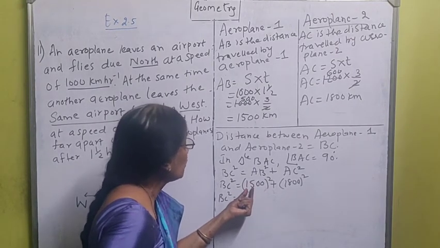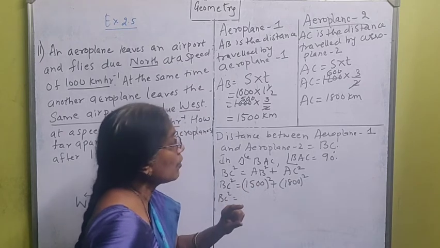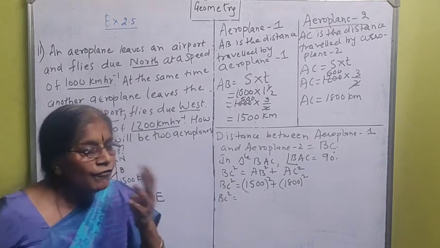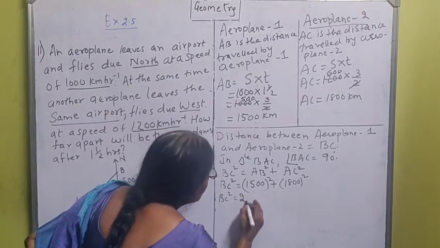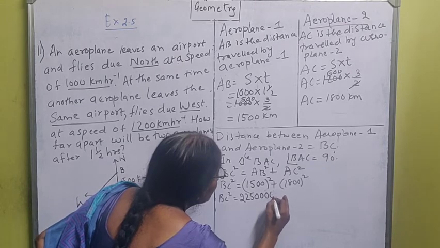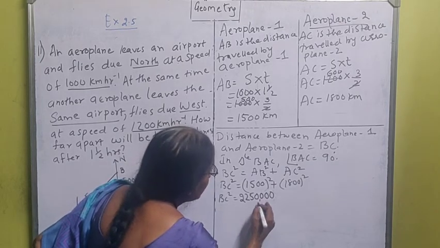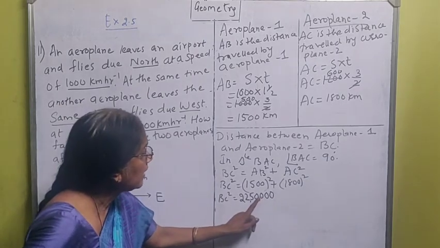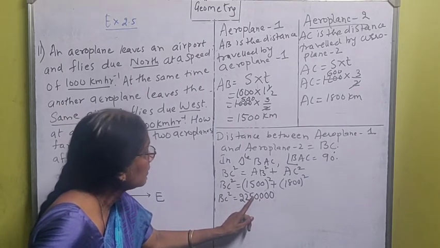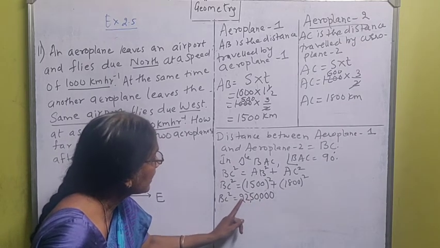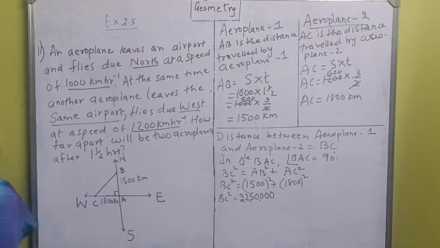BC square is equal to 1500, means 15 into 100. 15 square is 225. 100 square is 10,000. So how many zeros do I have to add? 4 zeros. So 225 with 4 zeros. So it became 22 lakhs 50,000.